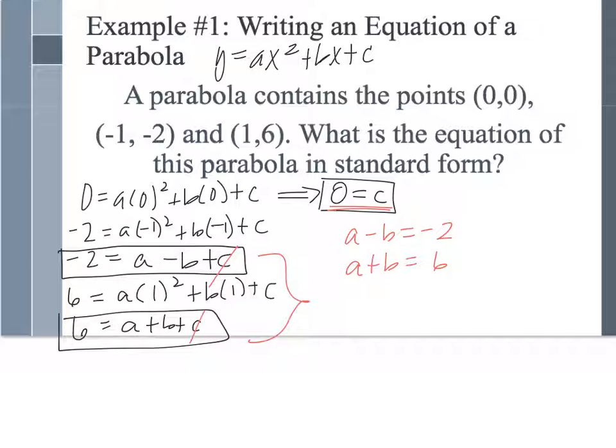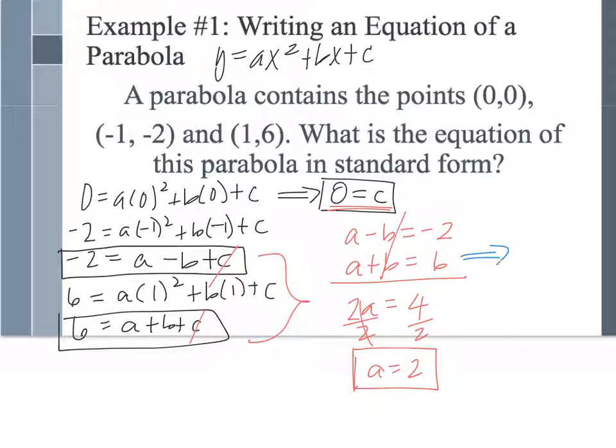This should remind you of a system, okay? And we're going to use elimination. So we can eliminate the b. So a plus a is 2a equal to 4. If I divide by 2, a will equal 2. So now we have a and we have c. To get b, remember all we have to do is substitute back into one of the equations. I'm going to choose to substitute into this equation here. That'll give me 2 plus b equals 6, so b must equal 4.